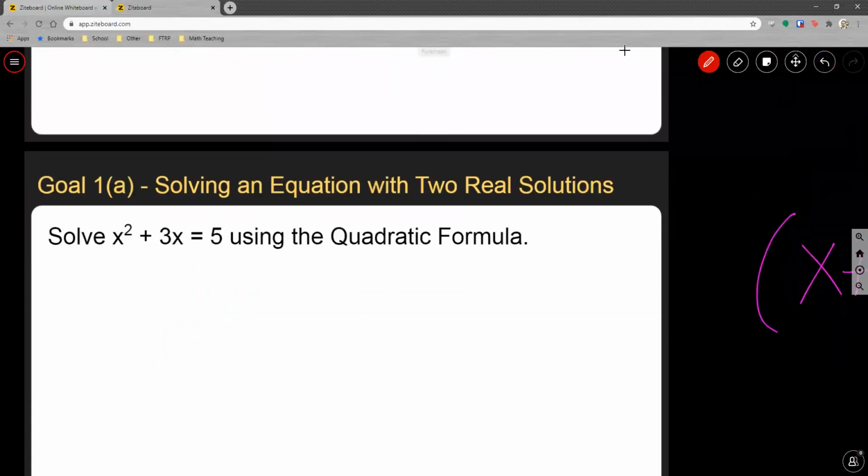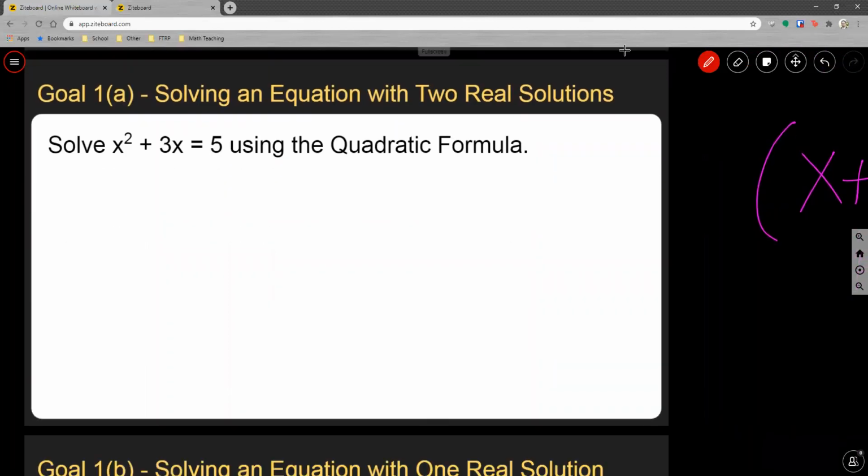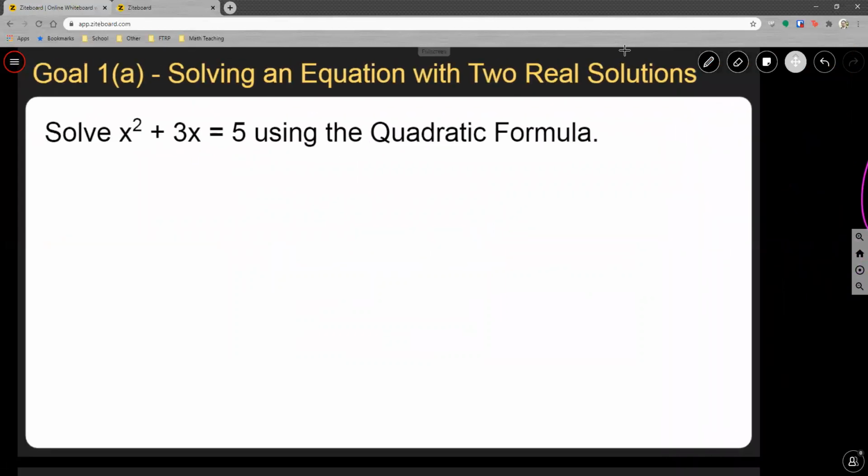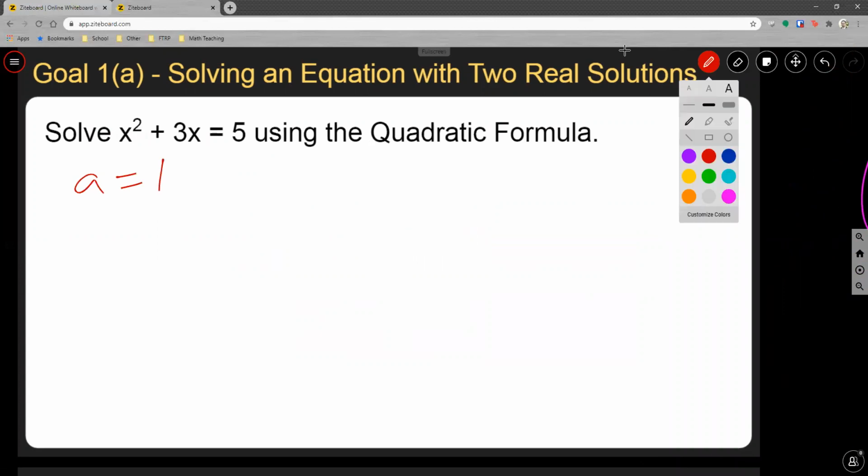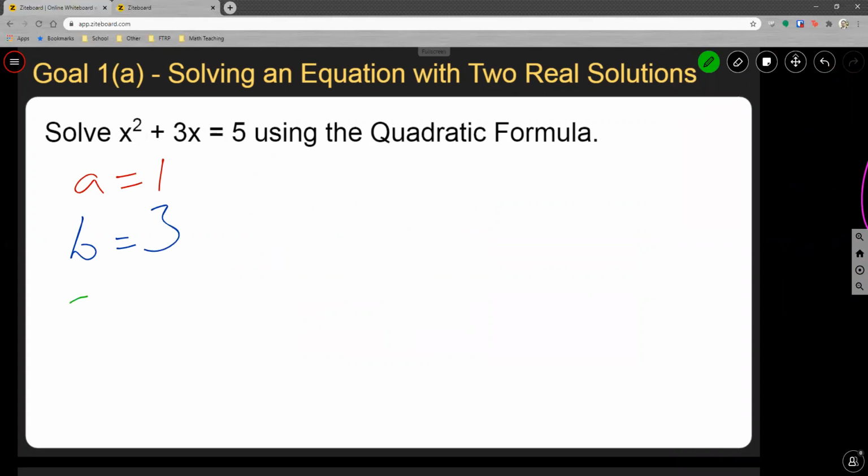So solving an equation with two real solutions. I want to solve x squared plus 3x equals 5 using the quadratic formula. All right, let's go ahead and try it. A is equal to 1. B is equal to 3. And C, oh, I don't know what my C is yet. Let's clean this up first. I got ahead of myself.